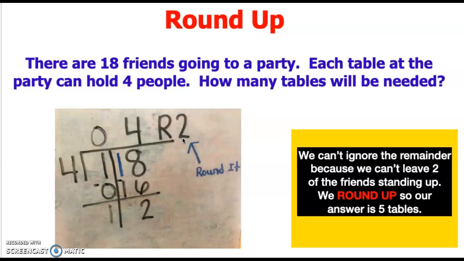So here's what we do with the remainder. We can't ignore the remainder because we can't leave 2 of the friends standing up. So we round up. Our answer is 5 tables. We will need 5 tables.